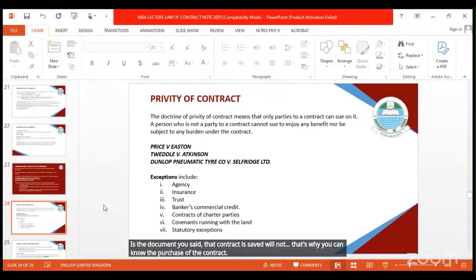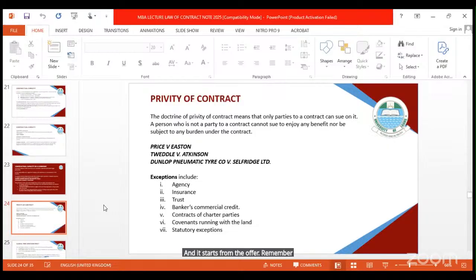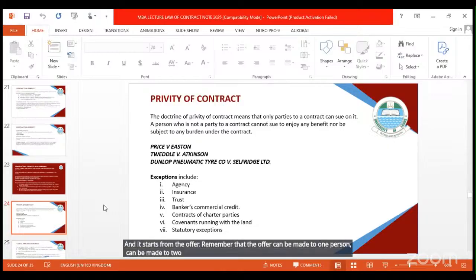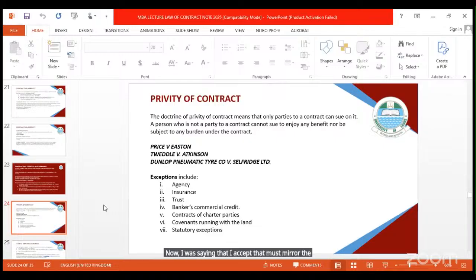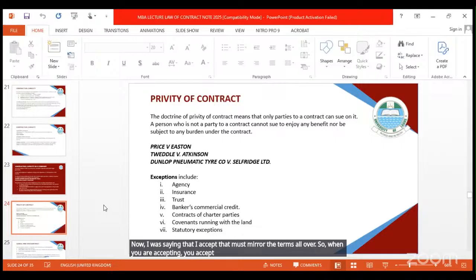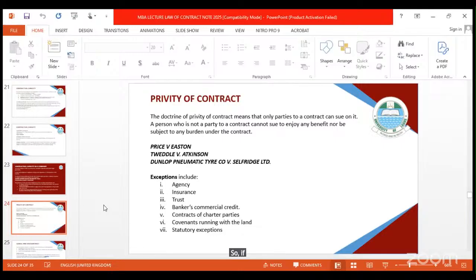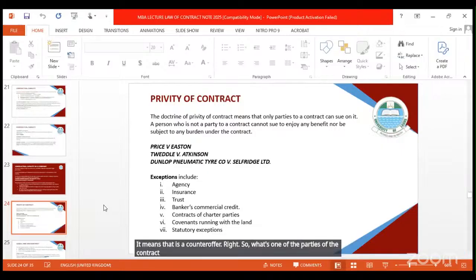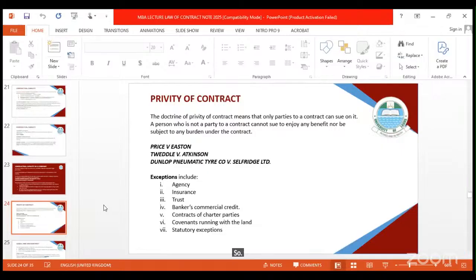And it starts from the offer. Remember that the offer can be made to one person, can be made to two persons, can be made to the entire world or a group of persons, as the case may be. Now we're saying that acceptance must mirror the terms of an offer. So when you are accepting, you accept it as it is. So if you are accepting an offer and you add someone else to it, it means that's a counter offer, right? So what is interesting is that the parties to the contract start at the time the offer is made. So whoever the offer was made to, you will always see it.